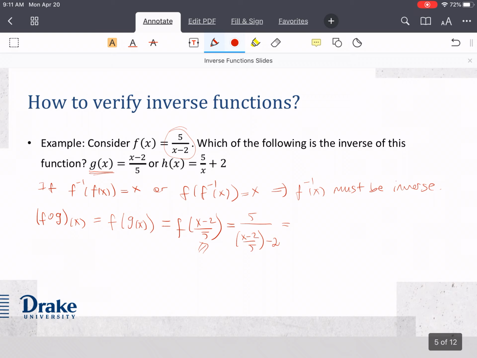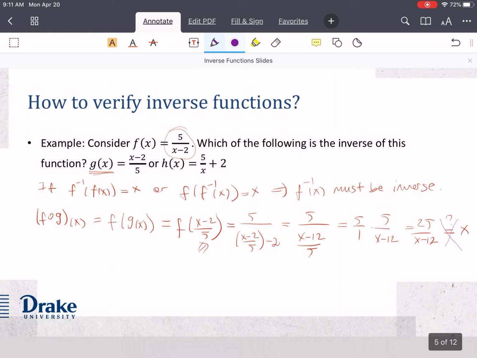So then what that turns out to be is, at the bottom, if you combine the 2 with that fraction, you get x minus 12 over 5. And then when you flip that, you get 5 over 1 times 5 over x minus 12. And then you get something like 25 over x minus 12. And then the question here is, is this equal to x? And then we realize that it's actually not, because 25 over x minus 12 is a different expression than x. So it's not. What that means is that g is not the inverse.